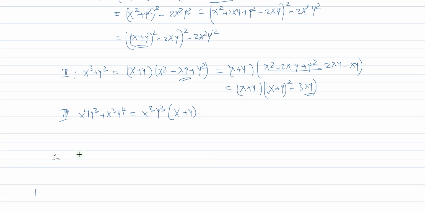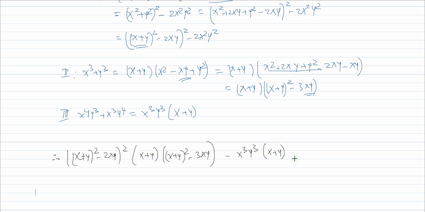So we're going to have x plus y squared minus 2xy, and this is squared, which will multiply the second one, which is x plus y, which will multiply x plus y squared minus 3xy, and then minus this one, x cubed y cubed, and x plus y, and then this is going to be equals 2188, which is x to the 7. This all here, guys, is just x to the 7 plus y to the 7.